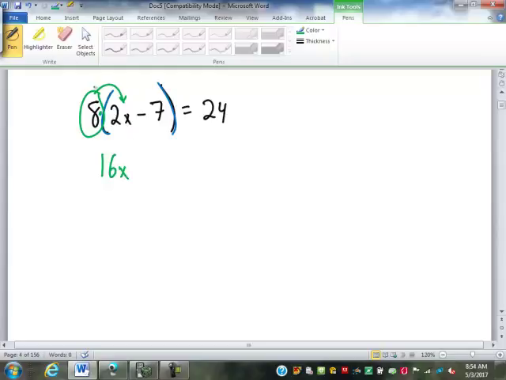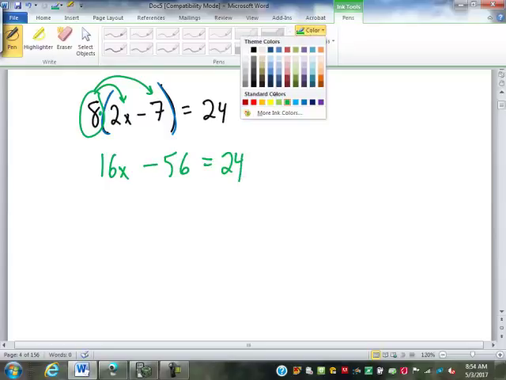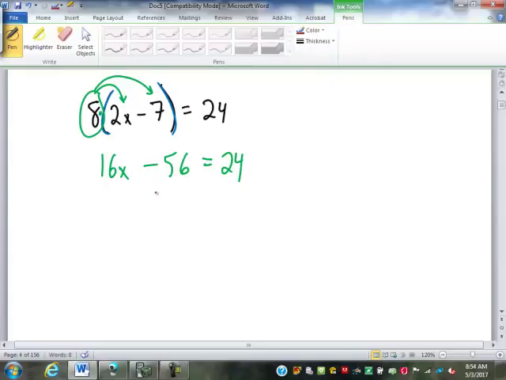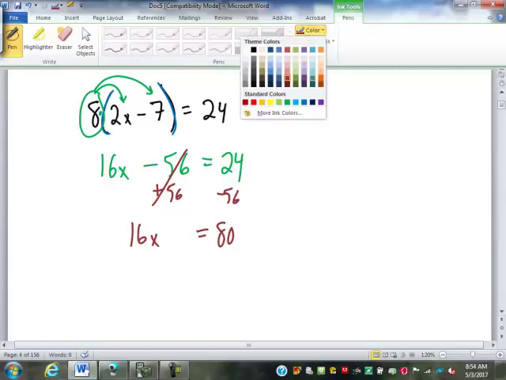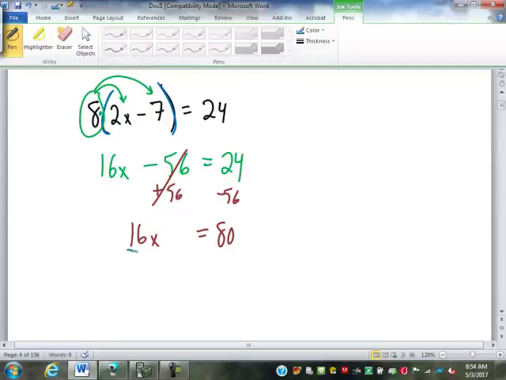So it's 8 times the 2x. So 8 times 2x is 16x. And 8 times negative 7 is negative 56. Now we have to solve that by doing what? Adding 56 because it's a minus 56. So on the left side, everything's gone but the 16x. 24 plus 56 is 80. Then what? Divide by the 16. So x equals 5.